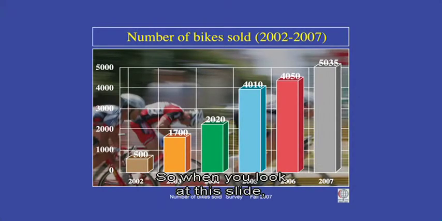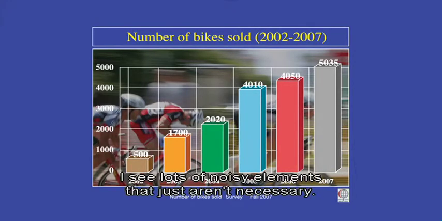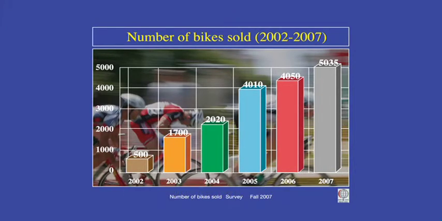So when you look at this slide, what's the first thing that comes to mind? When I look at this, I see lots of noisy elements that just aren't necessary. For example, at the bottom, you see a footer. All these things, the date, the title, these really aren't necessary. The logo, not necessary. You can remove that.